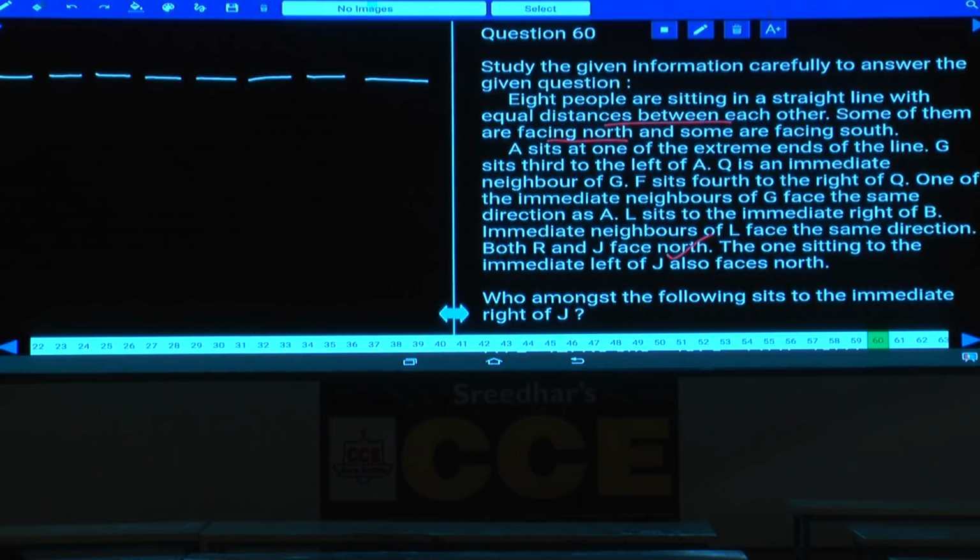As A sits at one of the extreme ends of the line, then how many possibilities do we have? We have 2 possibilities. A can be either at this place, 1, 2, 3, 4, 5, 6, 7, 8, or A can be here.